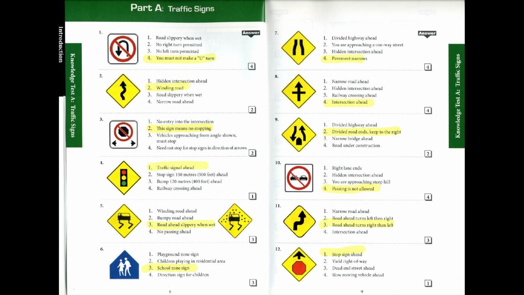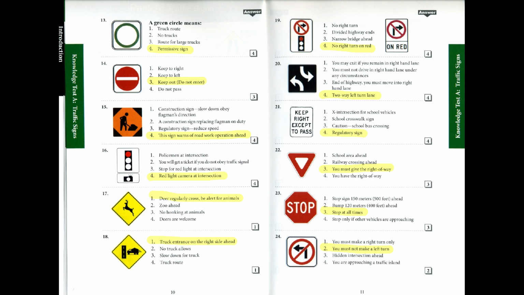Number 8. Intersection ahead. Number 9. Divided road ends, keep to the right. Number 10. Passing is not allowed. Number 11. Road ahead turns right, then turns left. Number 12. Stop sign ahead. Number 13. Permissive sign. Number 14. Keep out, do not enter. Number 15. This sign warns of road work operation ahead.